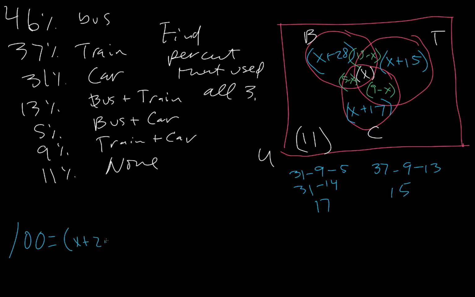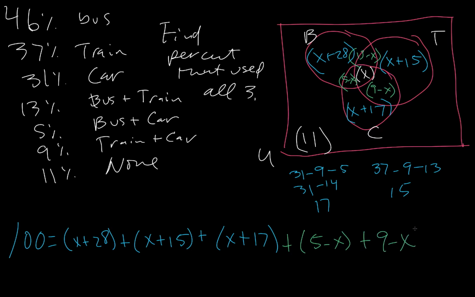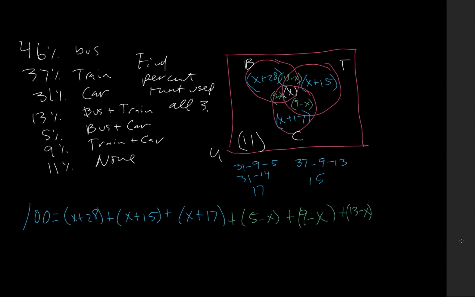So x plus 28 plus x plus 15 plus x plus 17 plus 5 minus x plus 9 minus x plus 13 minus x and plus 11. So all I did was add up everything that's there. Oh, I left out the x too. Plus x. Okay, I tried to color code that so you could see where everything came from.